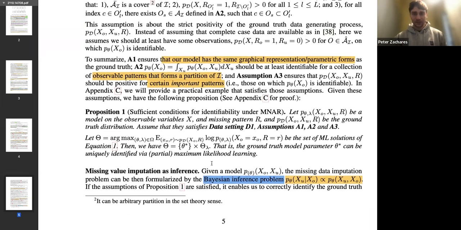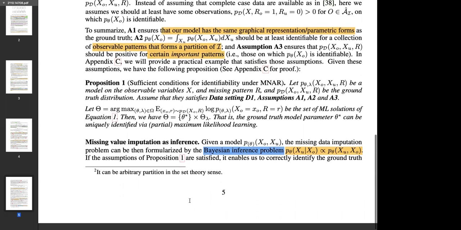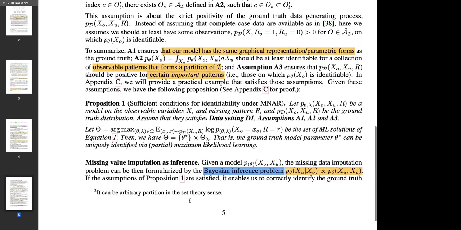Anyway, and then they say, if you meet this data setting D1 and then the assumptions A1, A2, A3, then your model is identifiable. That's the whole point. Is that what is actually broken in the example they apply, when they say that the density is strictly positive, but actually they make such a cut that it's not strictly positive in their synthetic data?